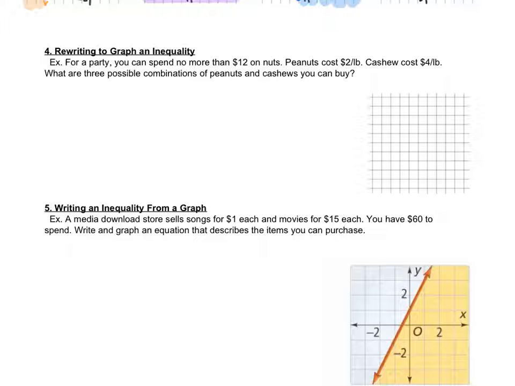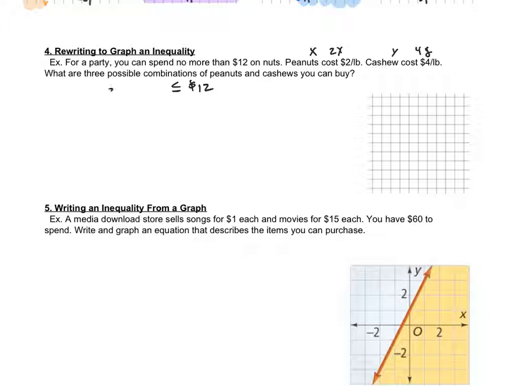And what we want to do is write an inequality, and we can use our standard form. If I have no more than $12 to spend, that means no more than 12, so it must be less than or equal to $12. My peanuts cost $2 a pound and my cashews cost $4 a pound. So if we call my peanuts x and my cashews y, peanuts would be $2 per pound, and cashews would be $4 per pound.